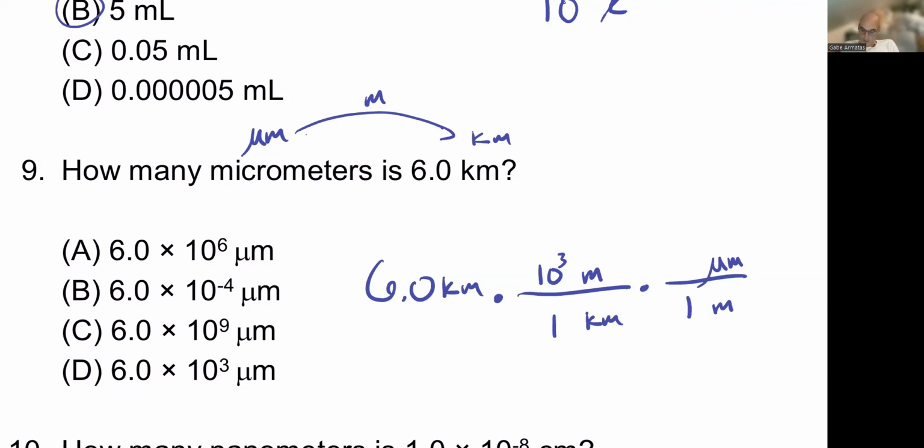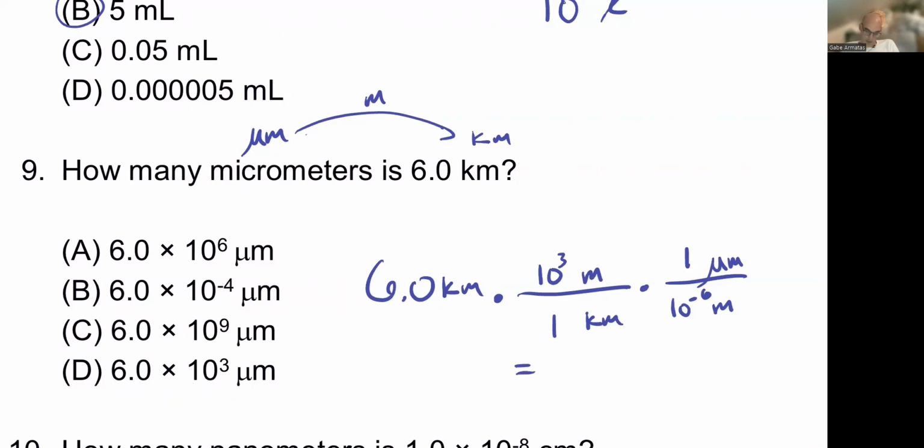One micrometer is 10 to the -6. Again, one of the prefix units is equal to whatever the number is next to it of the base prefixless unit. Okay. And there we go.